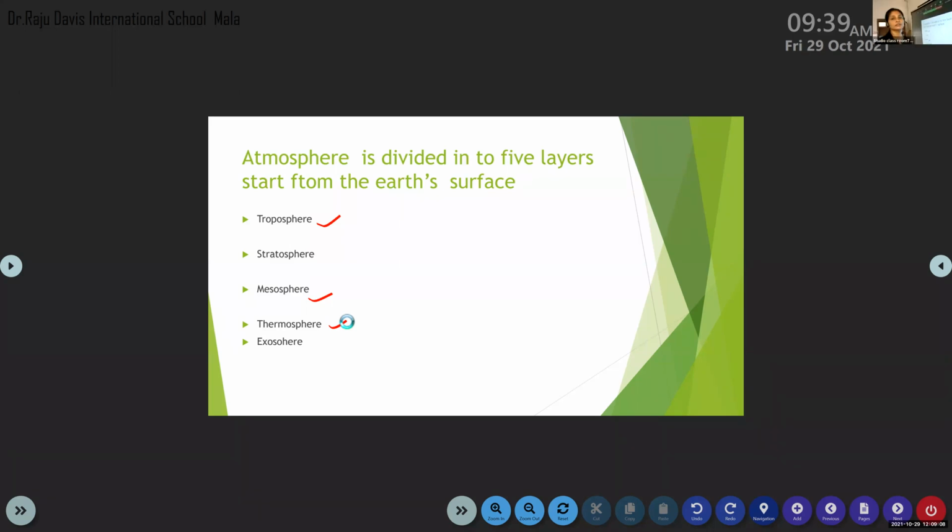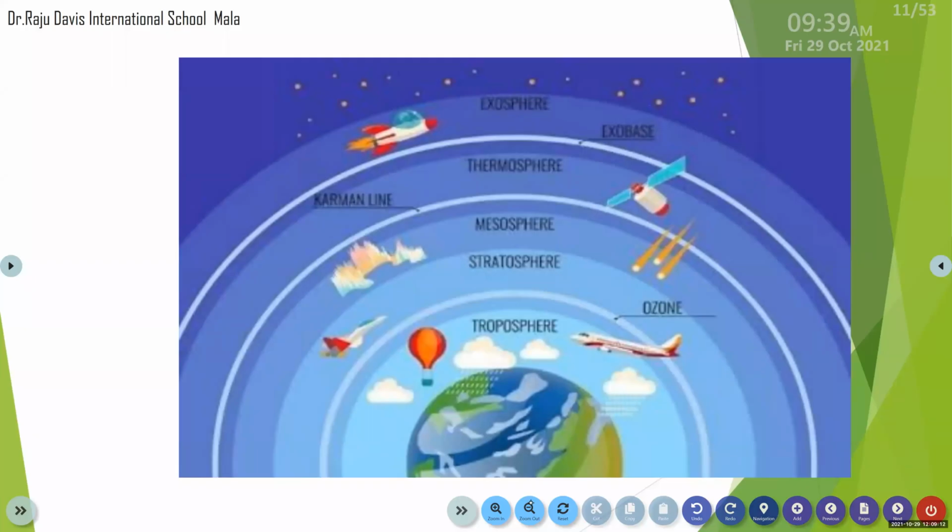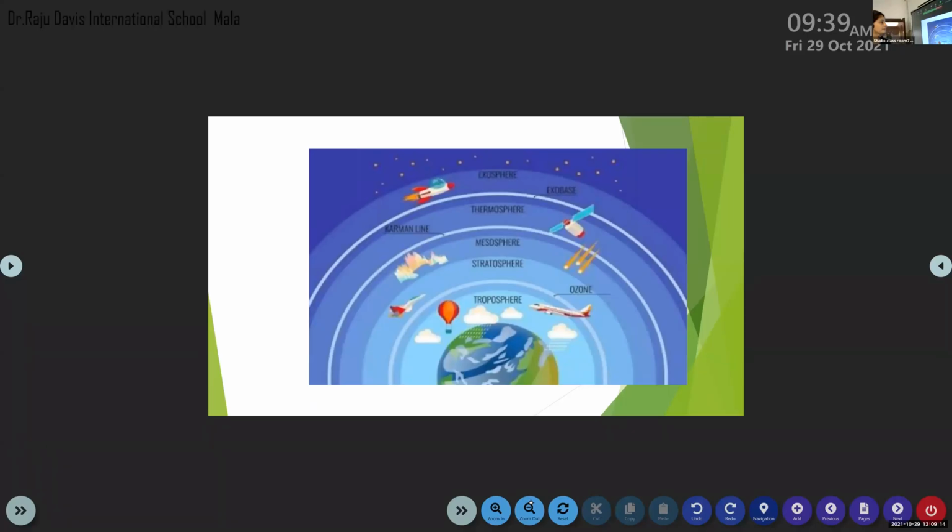Okay, children, these are the 5 layers of the atmosphere. We know that we start from the troposphere, the layer where people can breathe. We breathe the air, and all the natural phenomena exist on this layer.